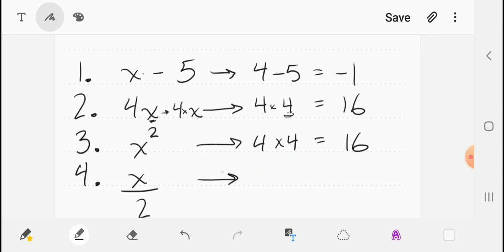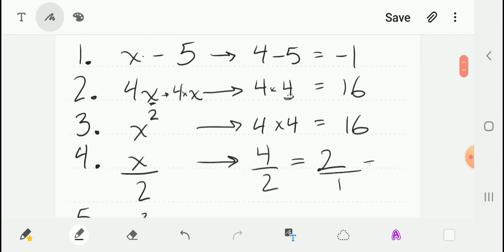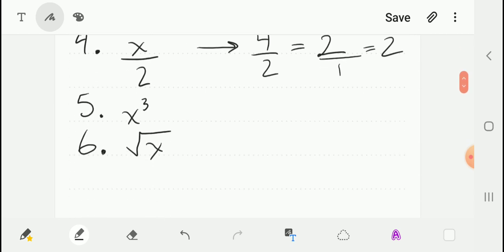X over 2, well, we're just going to replace this x with a 4. 4 over 2 is just 4 divided by 2, which is 2. You might think it's 2 over 1, but that is the same thing as 2. Okay, x cubed means x times x times x. So we're going to just do 4 times 4 times 4. 4 times 4 is 16. 16 times 4 is 64.